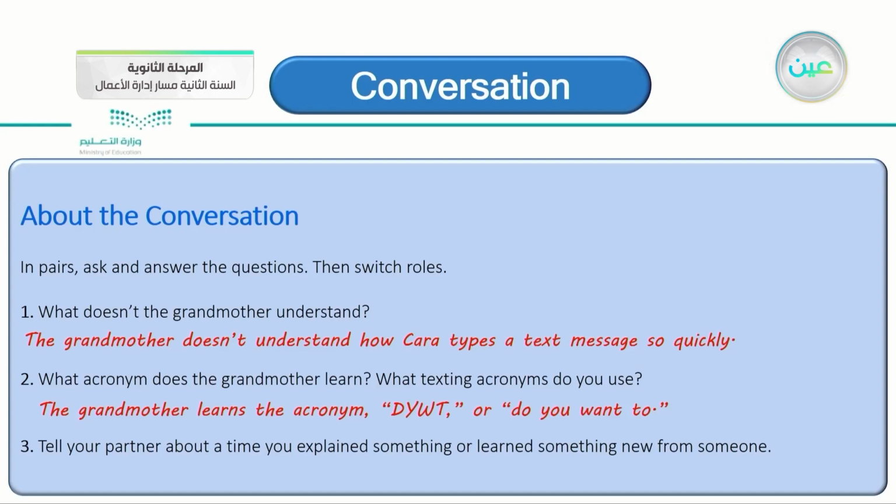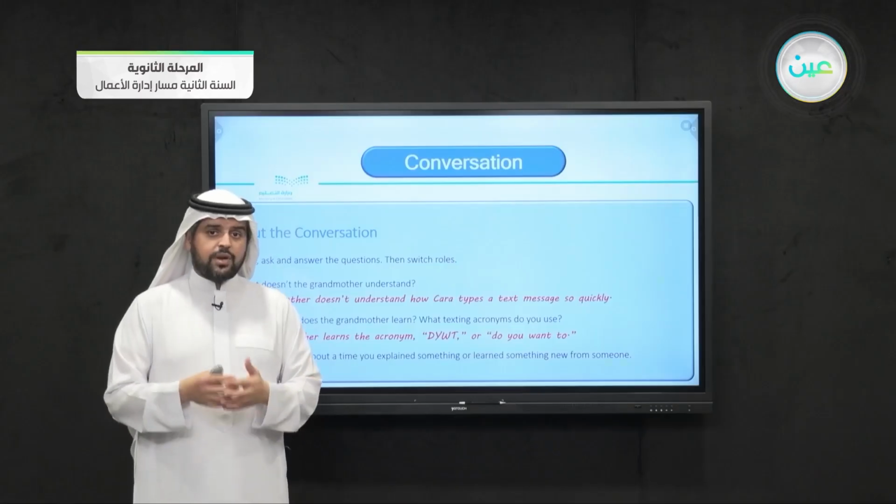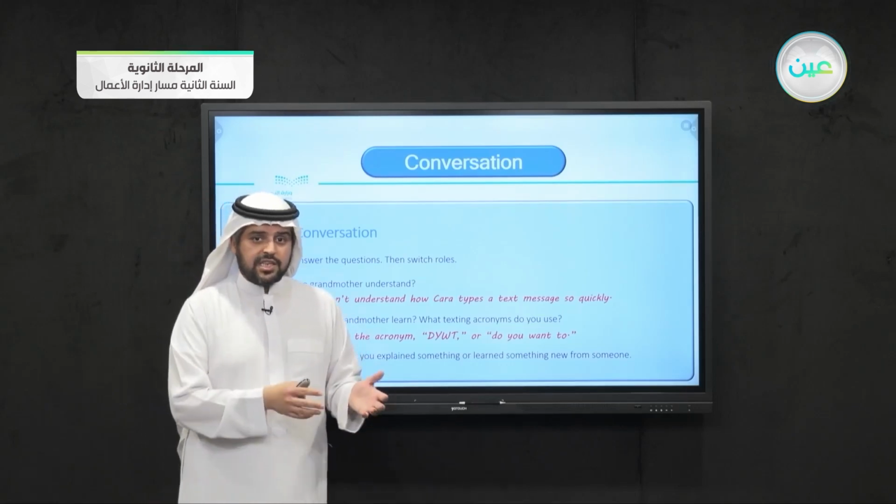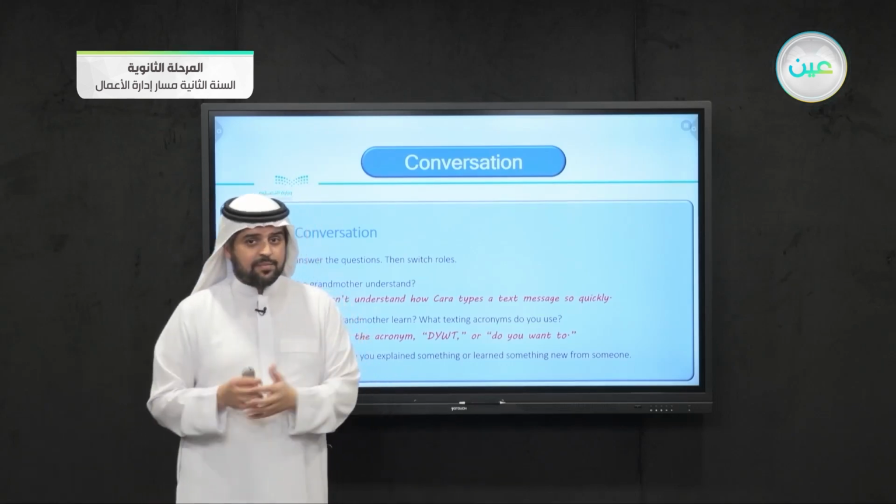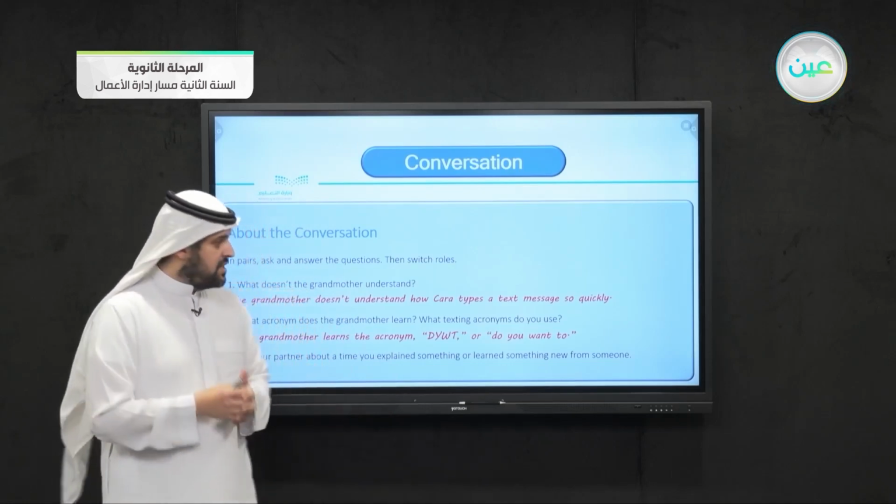So what texting acronyms do you use? This is the third time that I ask the question, because acronyms are used very commonly these days. Do you use acronyms in your English texting, of course? It's very useful. It saves time for you, and it's cool. DYWT is short for do you want to. Do you write BRB, TYT (take your time), or ASAP for as soon as possible? Of course, this is up to you.